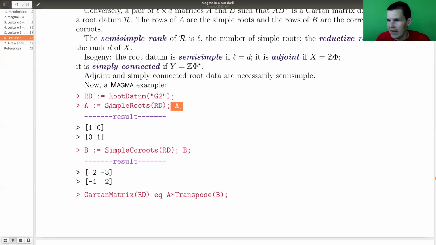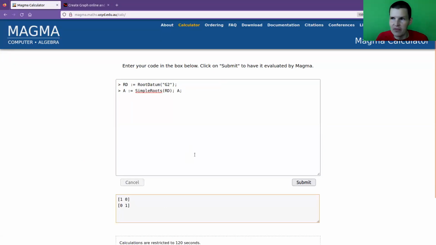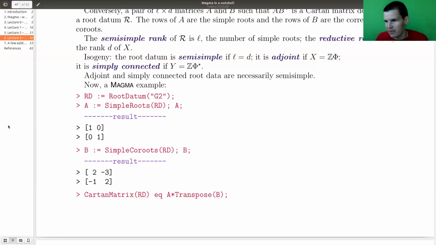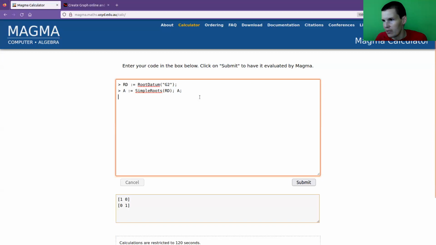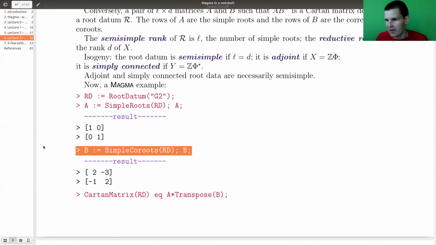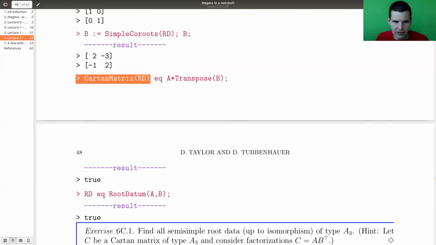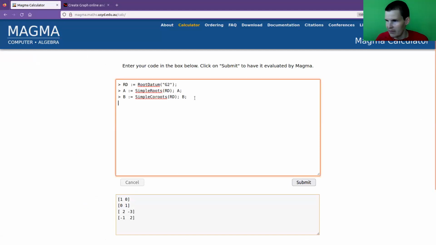So we can do the same for example for type G2. What are the simple roots in type G2? The simple roots in type G2 are very boring in terms of the standard basis. What are the simple co-roots in type G2, for example? They're a bit more interesting in terms of the standard basis. What is a Cartan matrix in type G2? Well, let's have a look at what the Cartan matrix is in type G2. And it is, well, let me just get rid of those here.